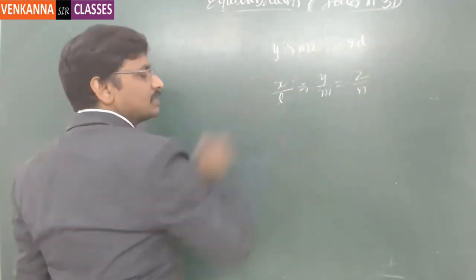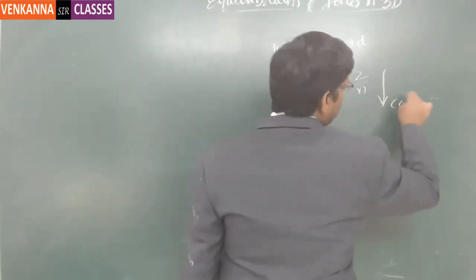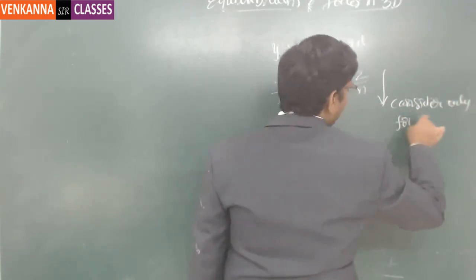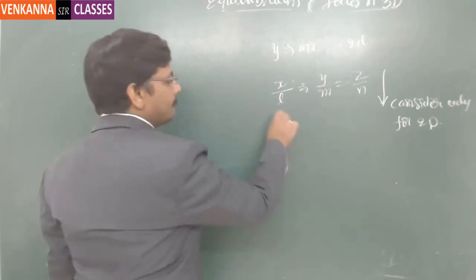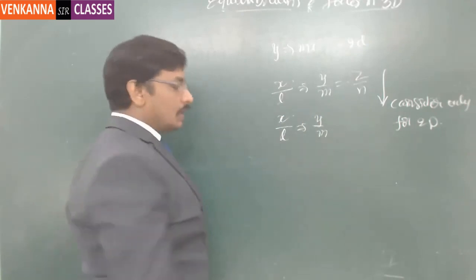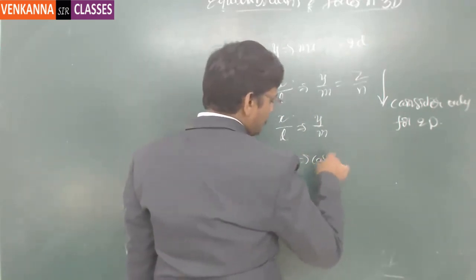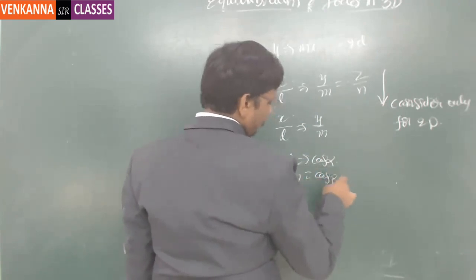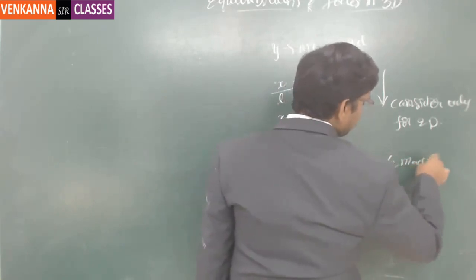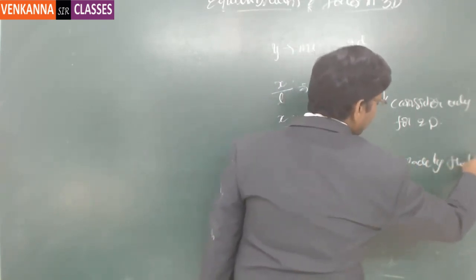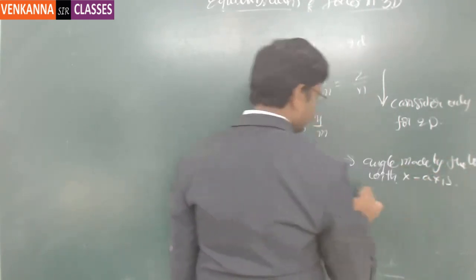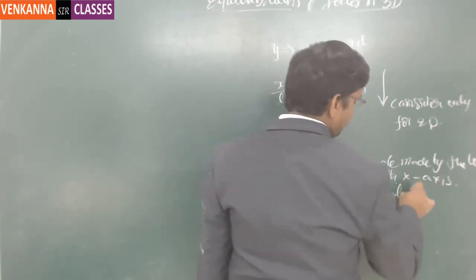Now if I extend this equation to consider only 2D, then it is going to be x by L is equal to y by M. Now this L is cos alpha and M is cos beta, or to be specific, the angle made by the line with the x-axis, and this is the angle made by the line with the y-axis.